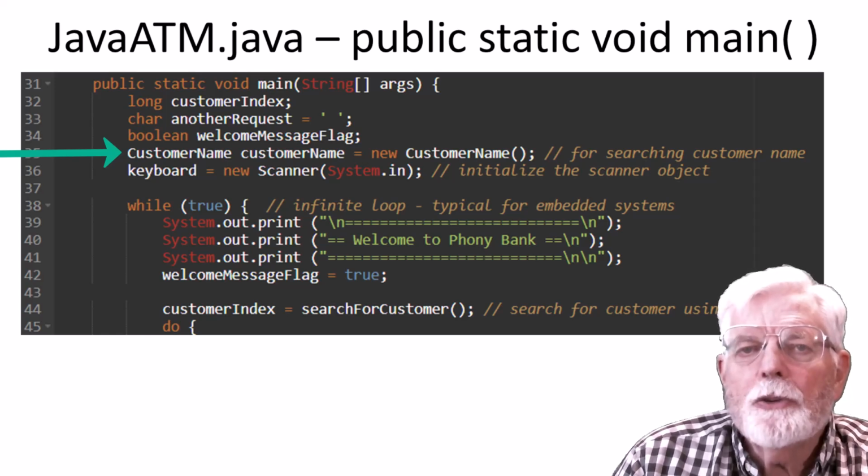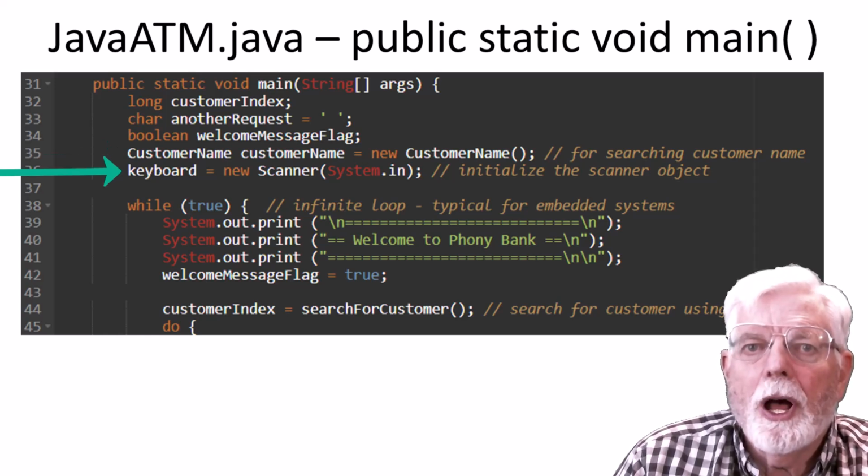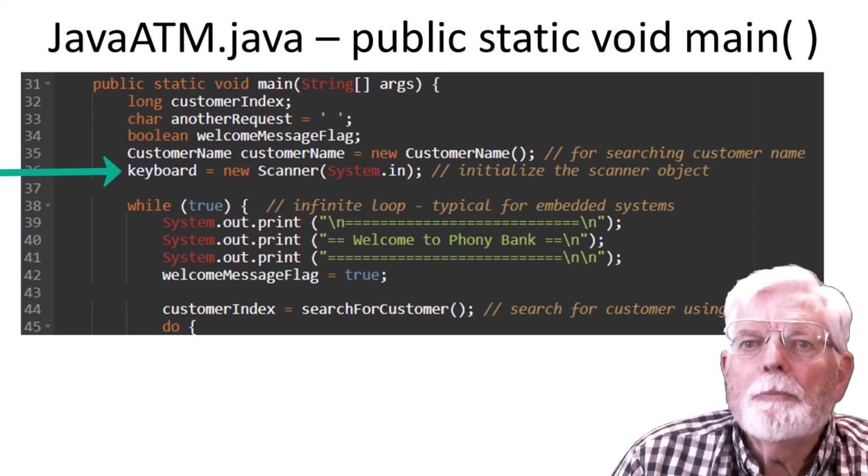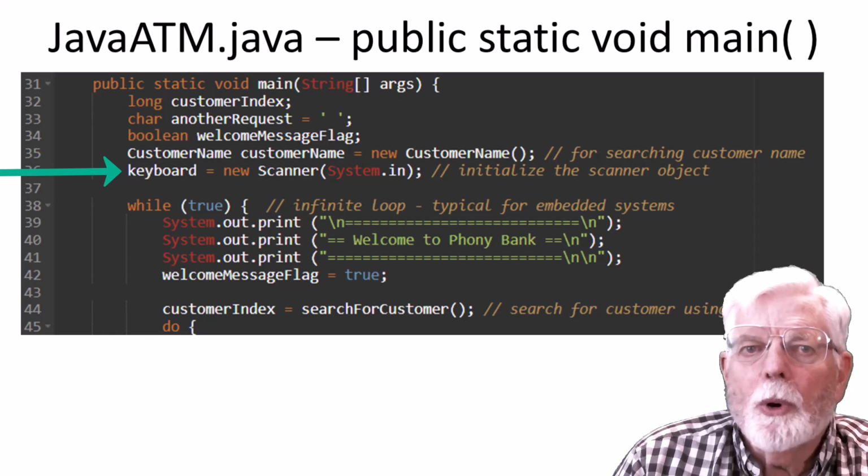The instantiation or object creation is done using the new operator. This is where keyboard becomes an executable object when it is instantiated using new Scanner(System.in); Now it can be used to input data from the keyboard.